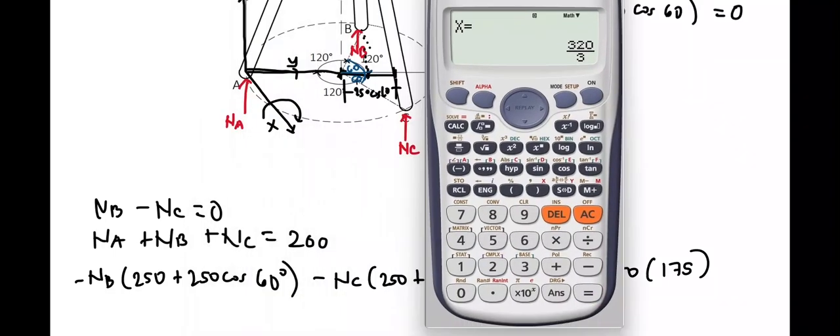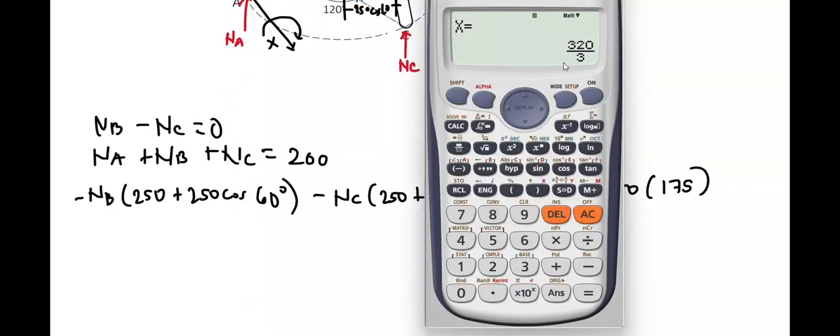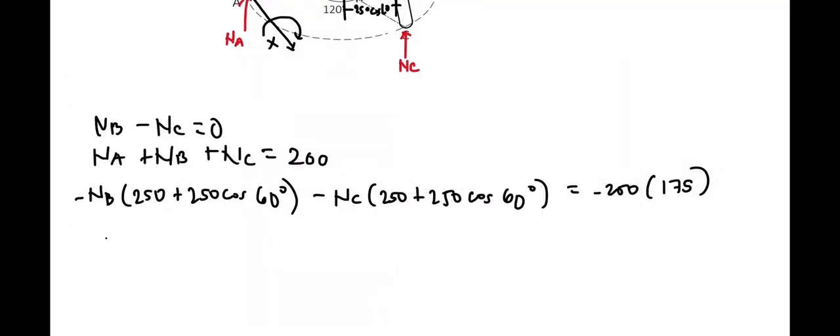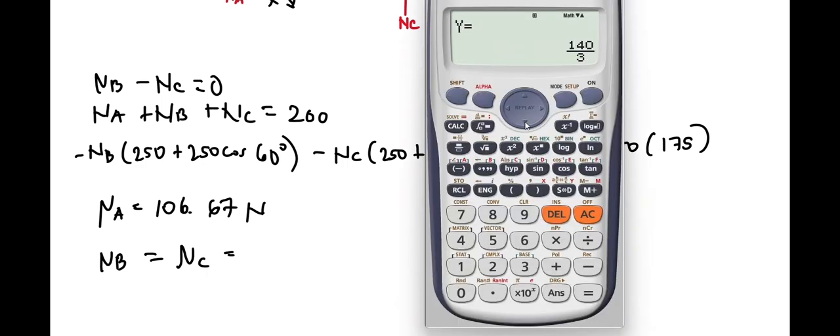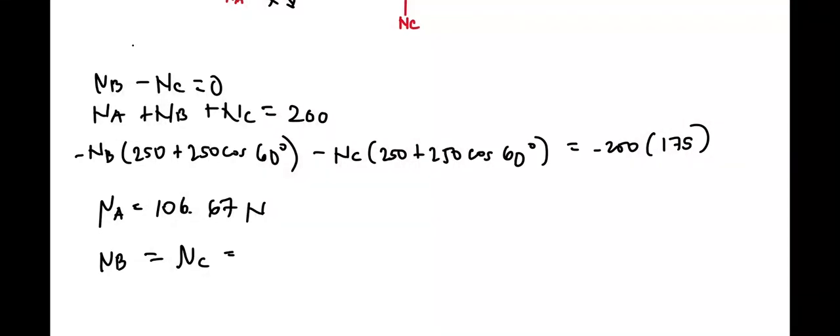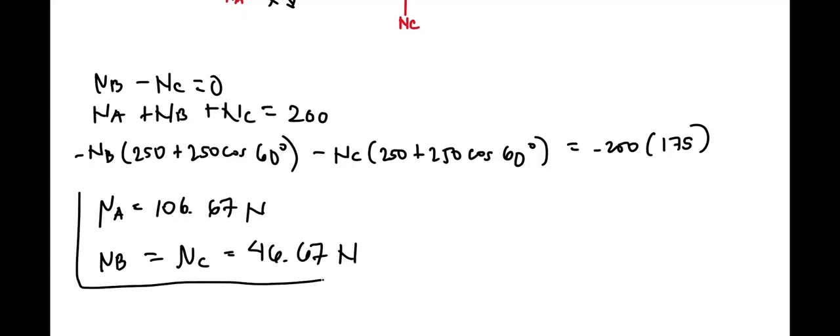We get our final answer, that is N sub A, which is equal to 320 over 3, or approximately 106.67. This is in newtons. And for N sub B, which is just equal to N sub C, based on our first equation, it has the same value of 140 over 3, or approximately equal to 46.67. And these are our final answers.